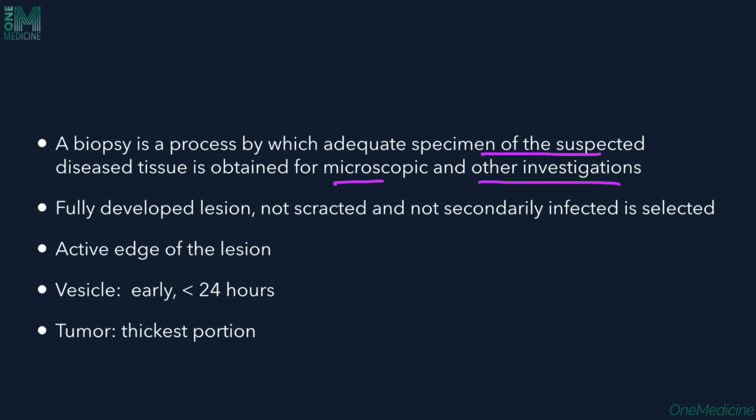A fully developed lesion, which is not scratched and not secondarily infected, is chosen for biopsy. The active edge of the lesion is used. If it's a vesicle, the vesicles which are less than 24 hours old, that is early vesicles, are chosen for the biopsy. If it's a tumor that you're taking a biopsy from, then the thickest portion of the tumor has to be taken for biopsy.